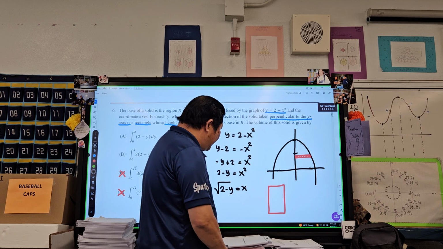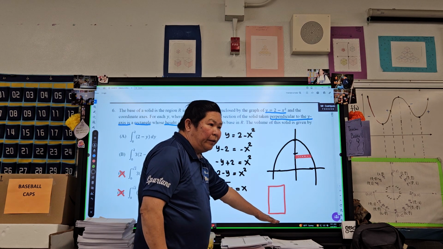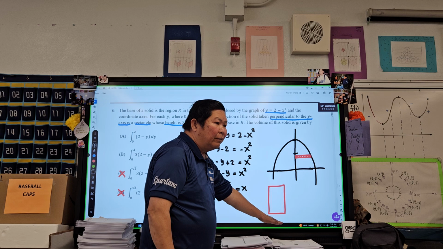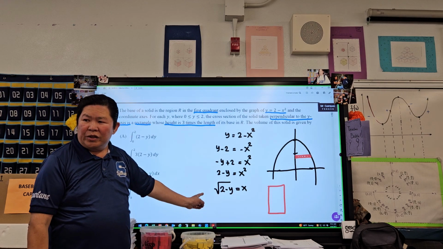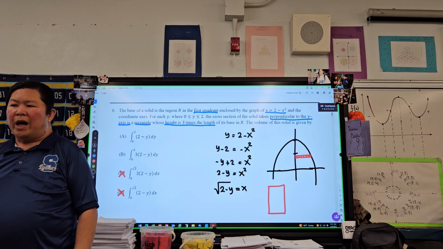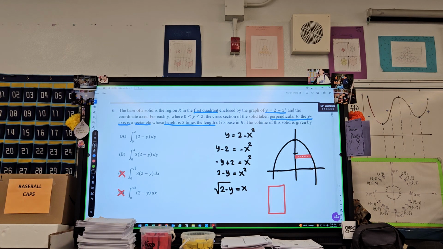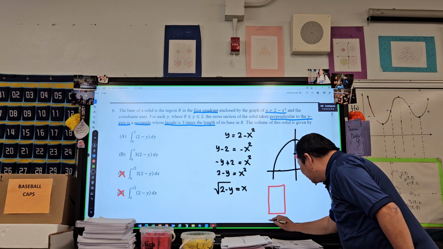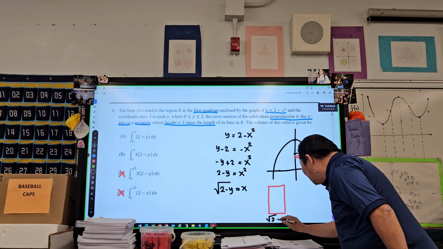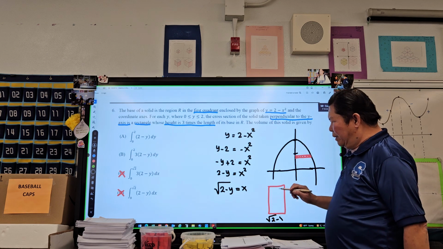So this is the width of the rectangle, right? What is the value of the width of the rectangle, guys? Square root of 2 minus y. Yeah? Okay. So this is the square root of 2 minus y.